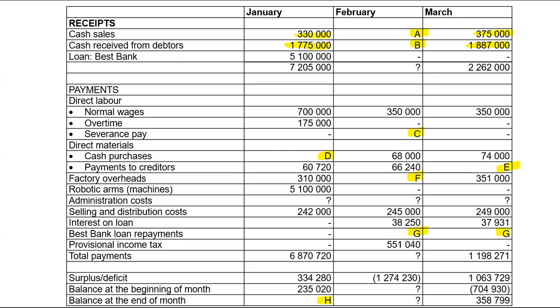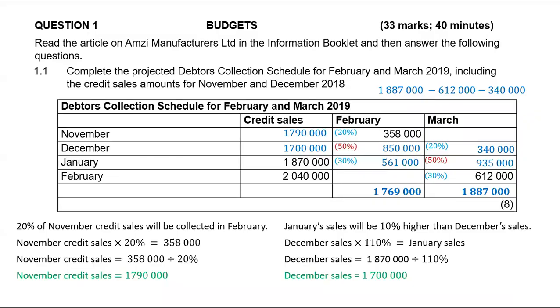I do have January cash sales. And I will go back to the previous question that we answered and check there if I've got credit sales for January. The answer is yes, I do have credit sales for January. All I can do now is to use both amounts to find the percentage of cash sales as well as the percentage of credit sales. How do I do that?